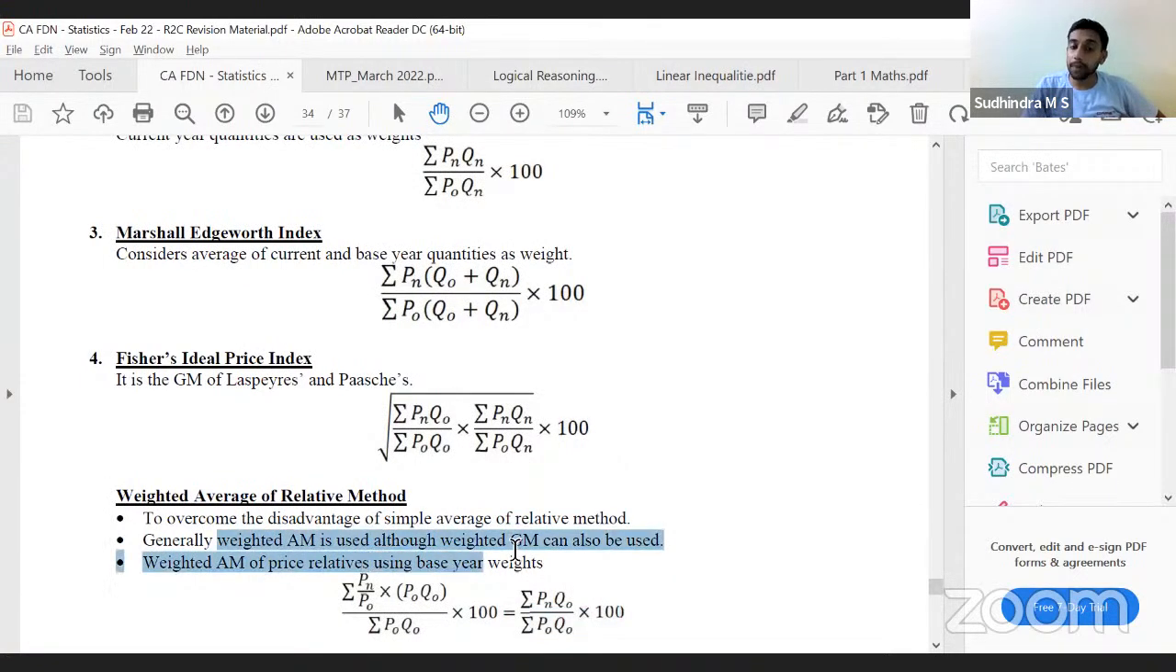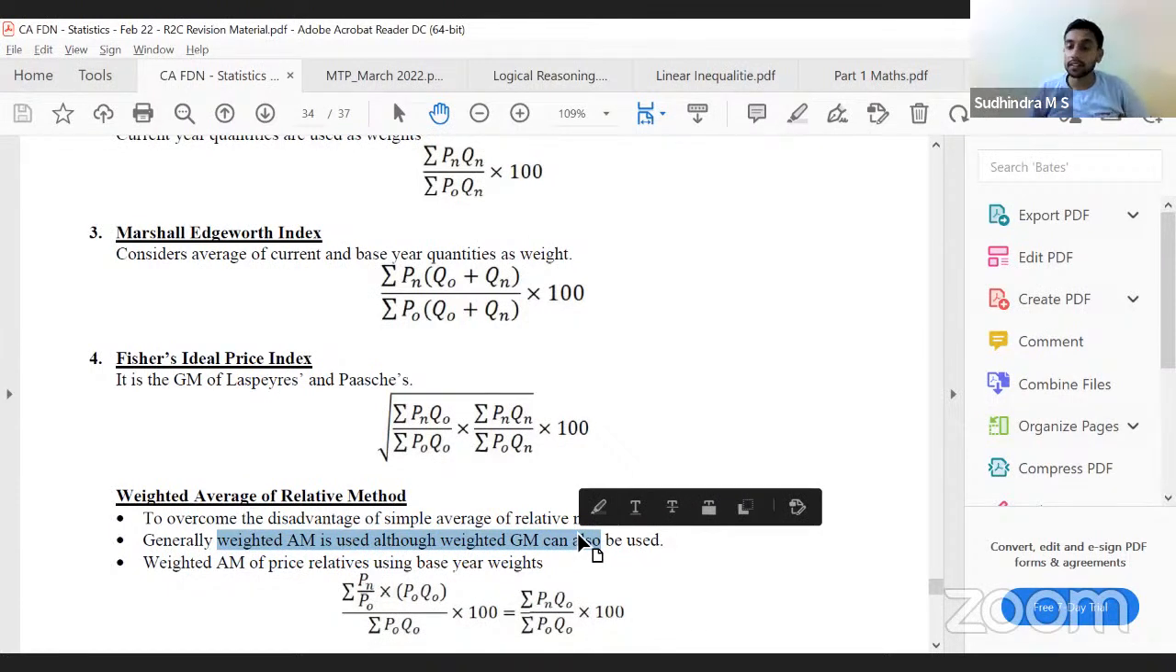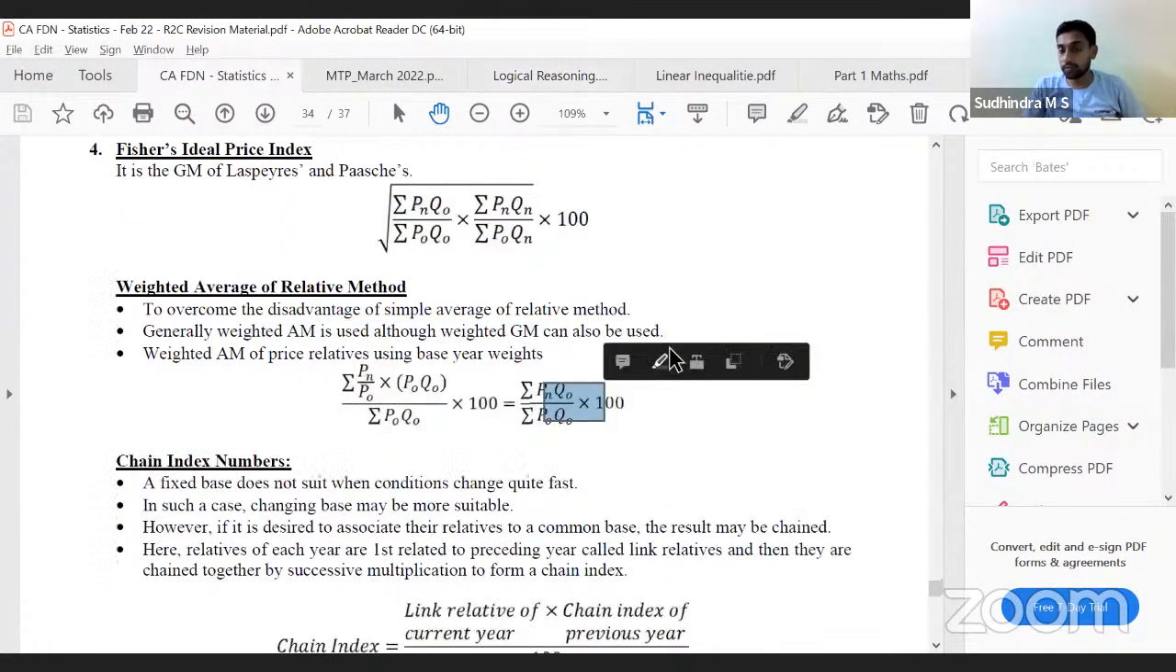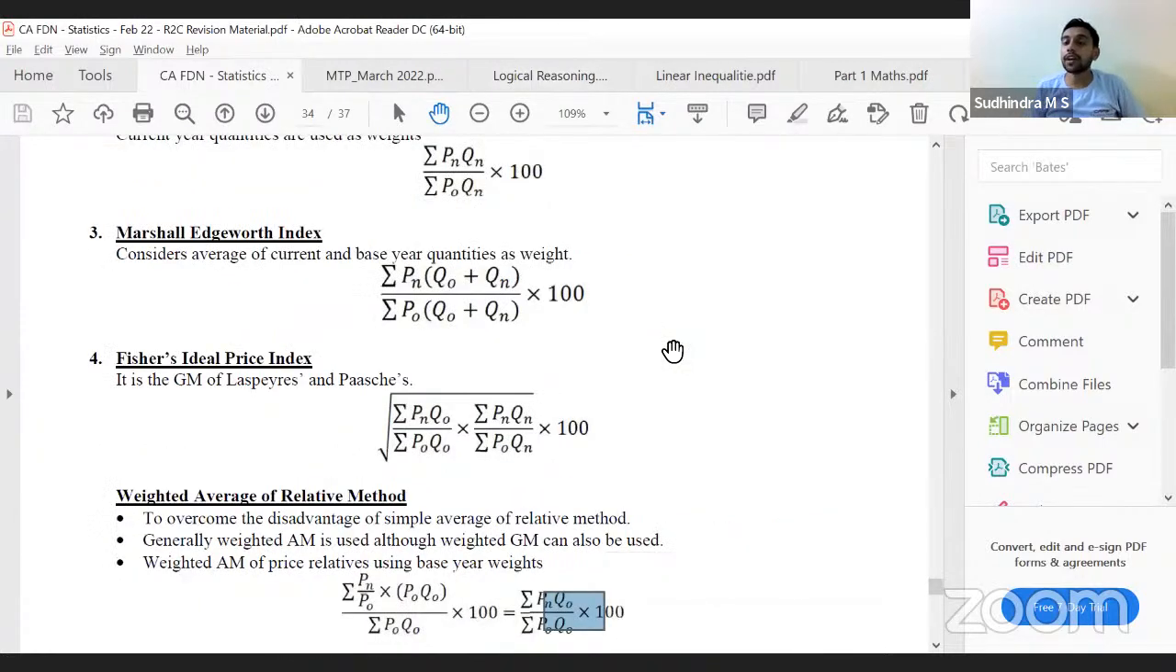But this is the weighted arithmetic mean. Similarly, we can have the weighted geometric mean as well. Weighted geometric mean can also be used. Weighted average means we can have anything as the average, right? So we can have the geometric mean as well as the arithmetic mean. Normally for our calculation, we go with the arithmetic mean. However, the geometric mean can also be used. So these are the different types of index numbers.